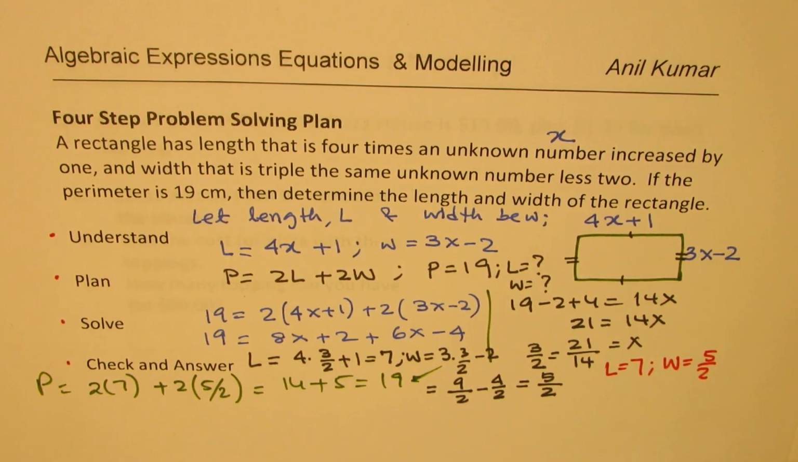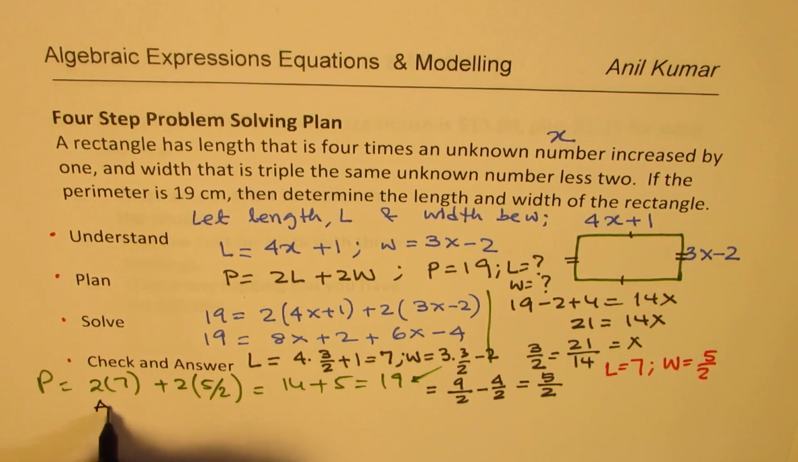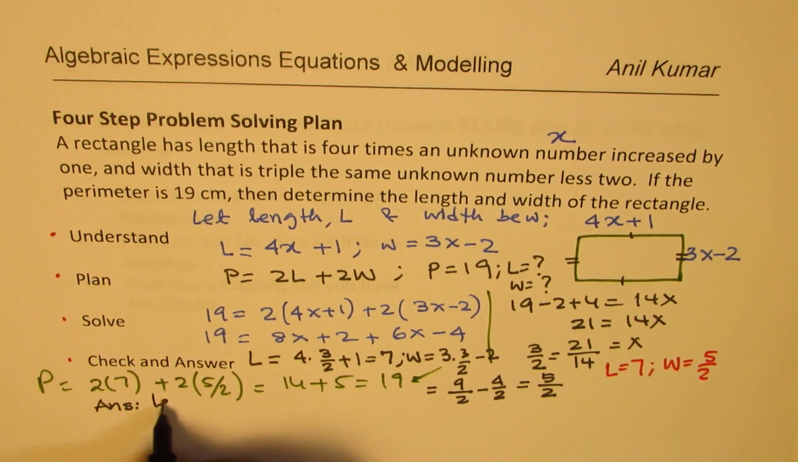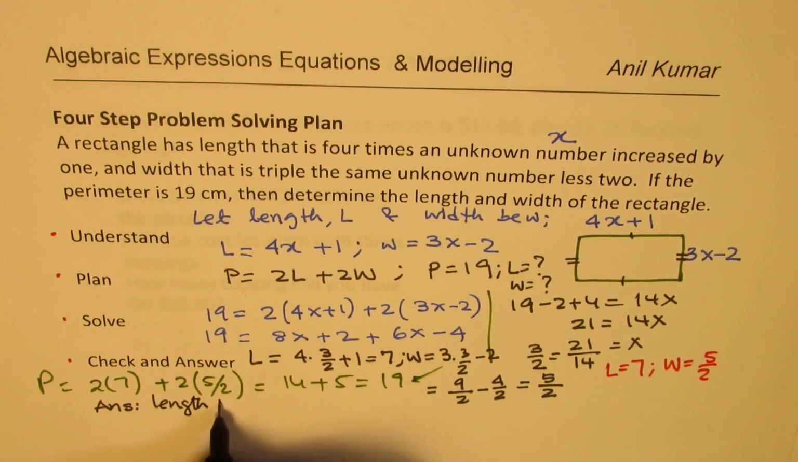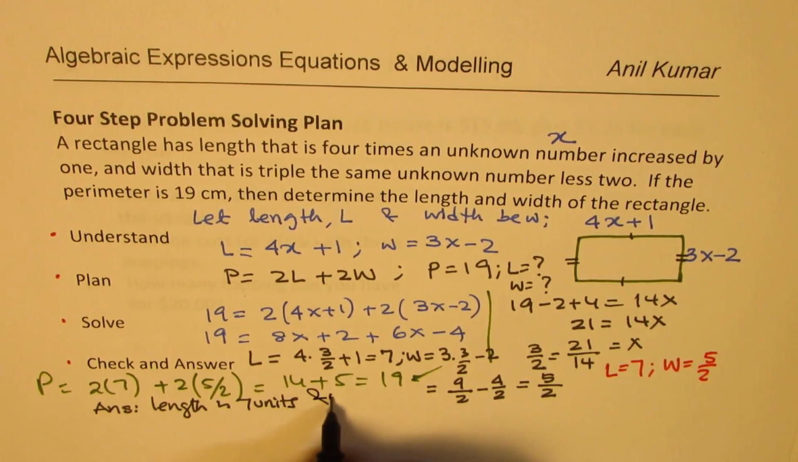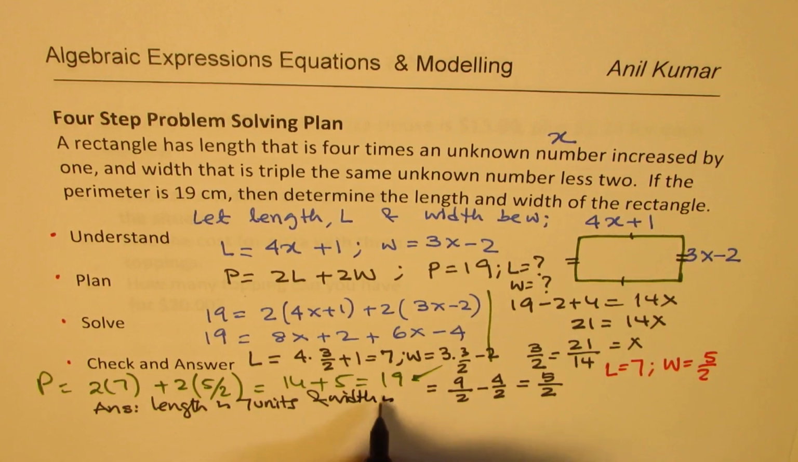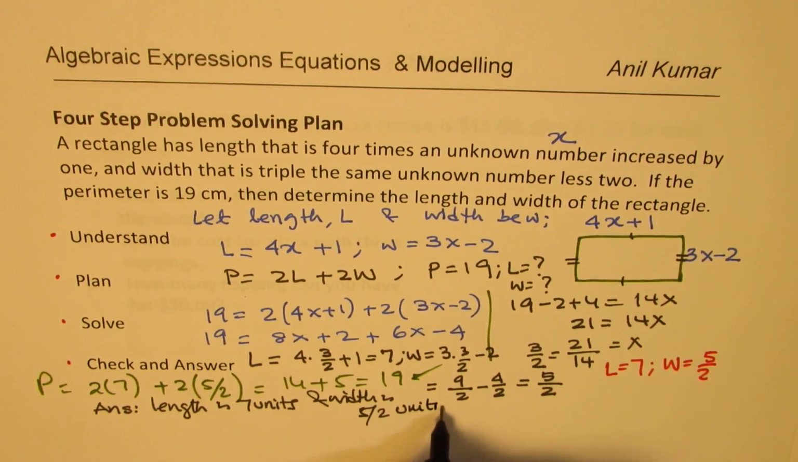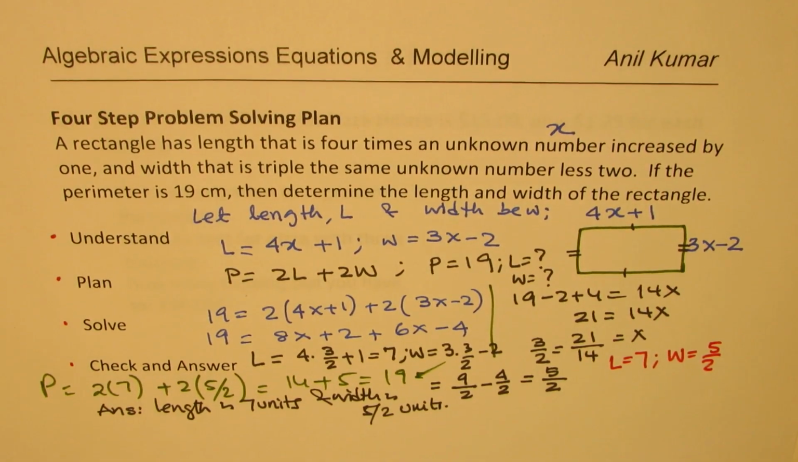So it is correct. Perfect. So once we are sure about it, we write down our answer, and the answer is that length is 7 units and width is 5 by 2 units, or you can write 2.5. Perfect. So I hope the steps which you have taken to solve a problem are absolutely clear.